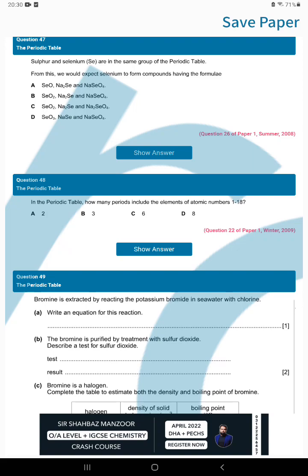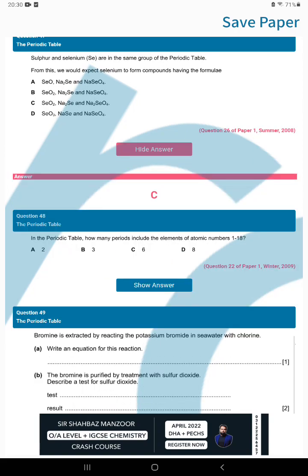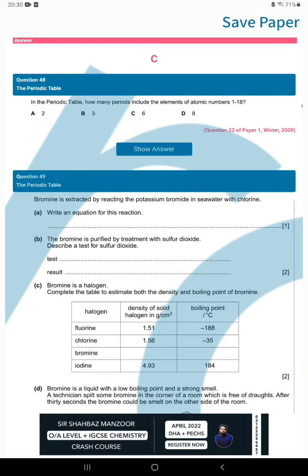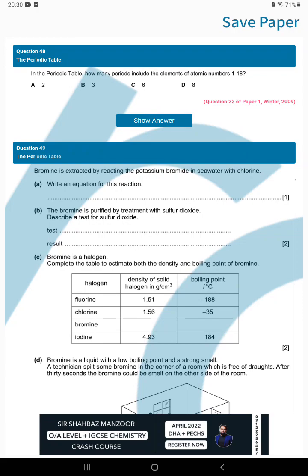Sulfur and selenium are in the same group of the periodic table. From this, we would expect selenium to form compounds having the formula SeO2, because we know it's going to be O2, so it's B or C. Then it's Na2Se, same. B and C are the same till here. Then it is Na2SeO4. So it's C.